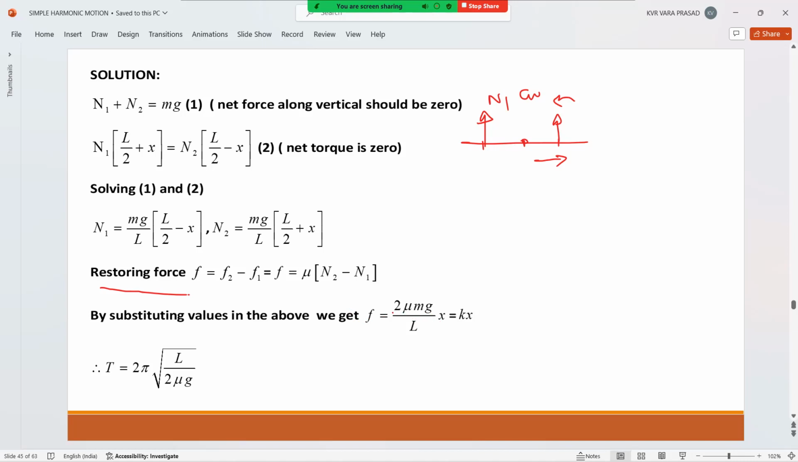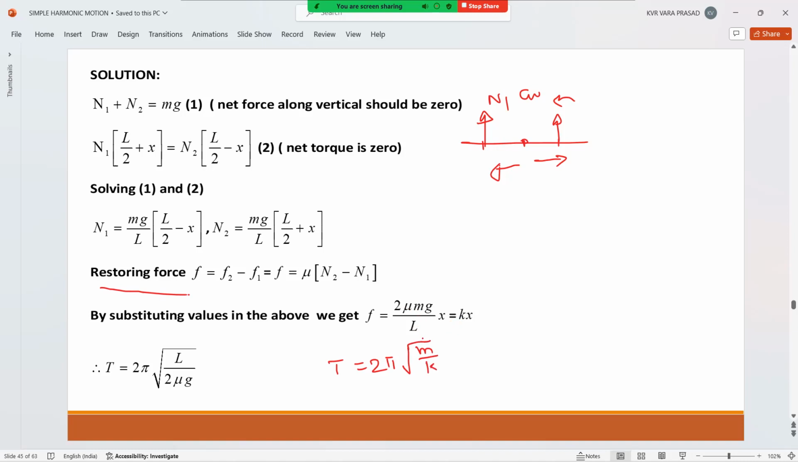If you want to write in vector form, the restoring force is on the left side, but the displacement is on the right side. So F is negative, x is positive. We can take minus. That means in the place of K, we have 2 mu mg by L. Now, the general formula for time period is T equal to 2 pi root m by K.